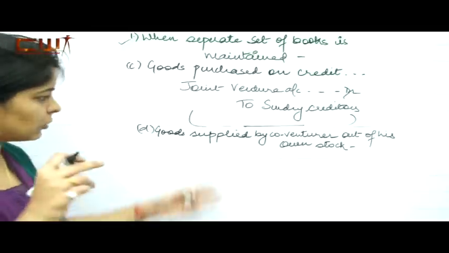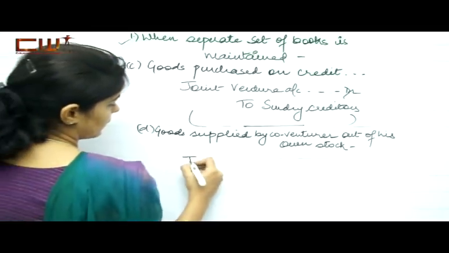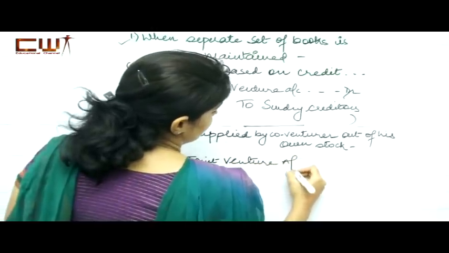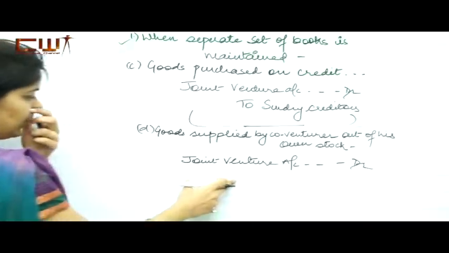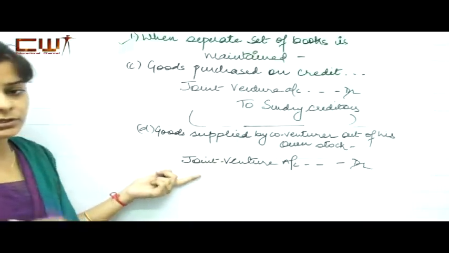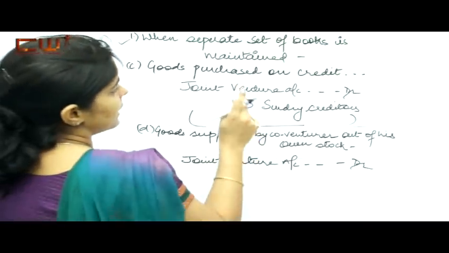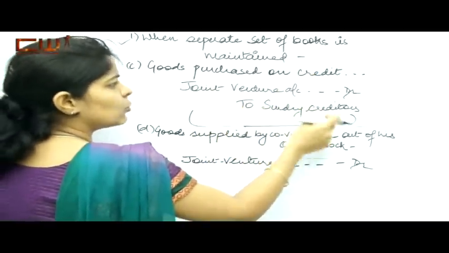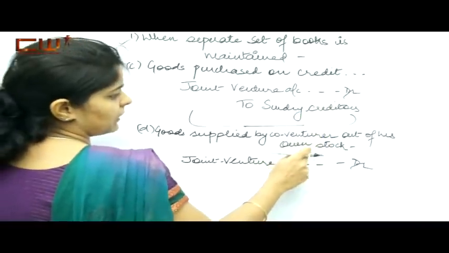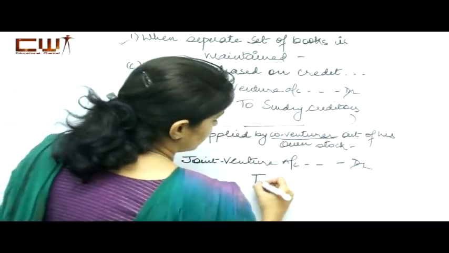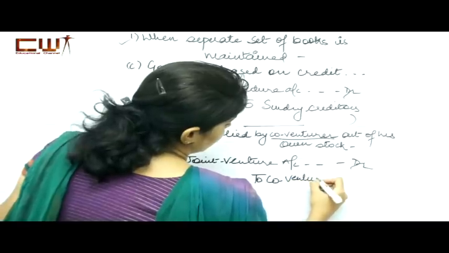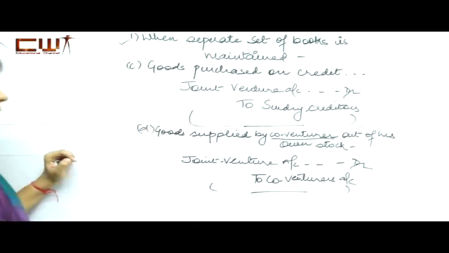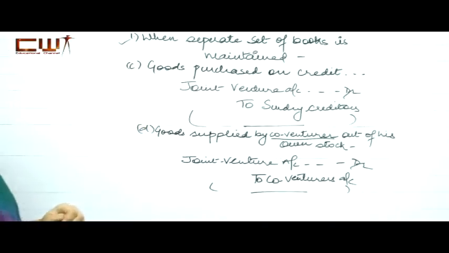Again, goods are coming in, so joint venture account debit. You're not writing goods directly, you're using the joint venture account. If it is cash, you write bank. If it is on credit, you write sundry creditors, whatever name they have given the creditors. But if it is supplied by the co-venturer, you write to co-venturer's account. Write the narration, close the entry. So that is where the difference comes.